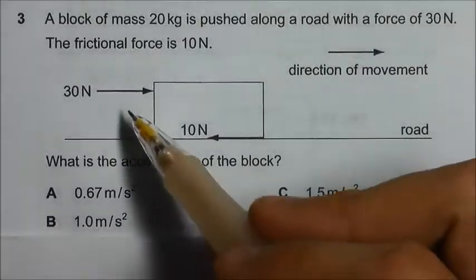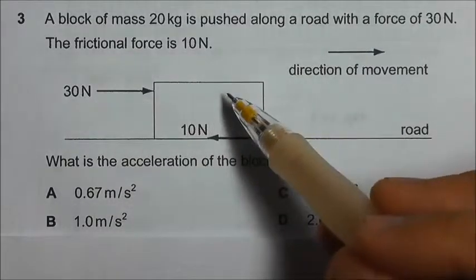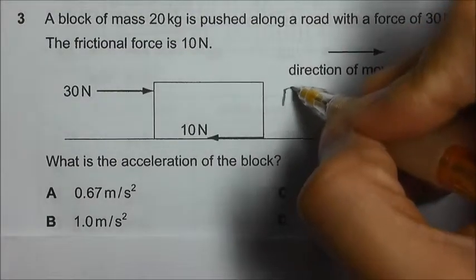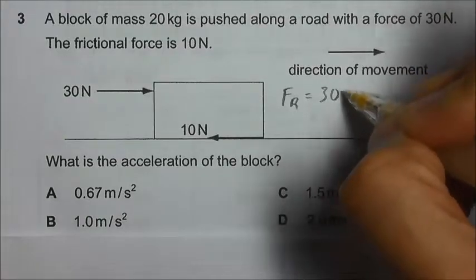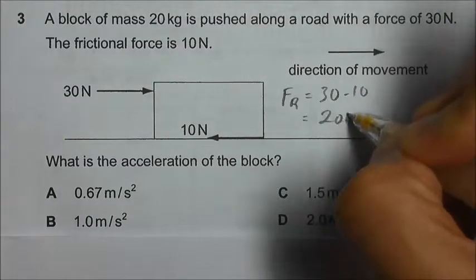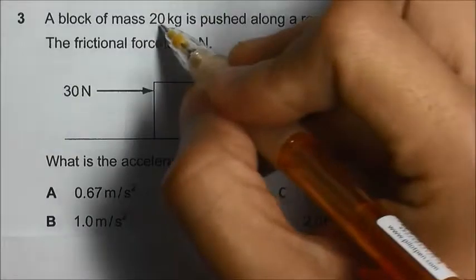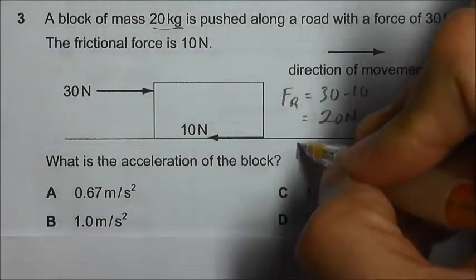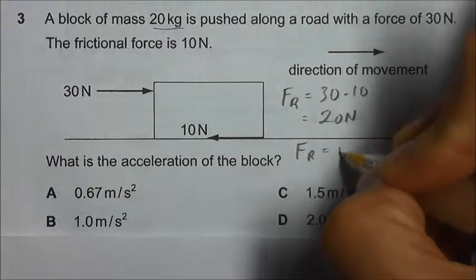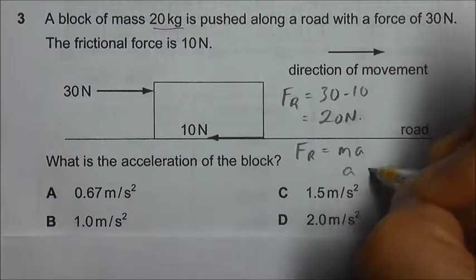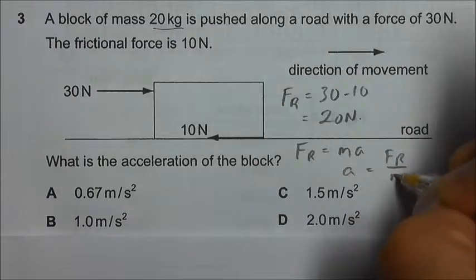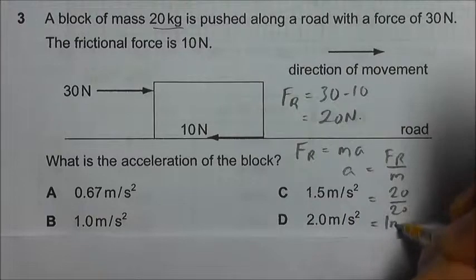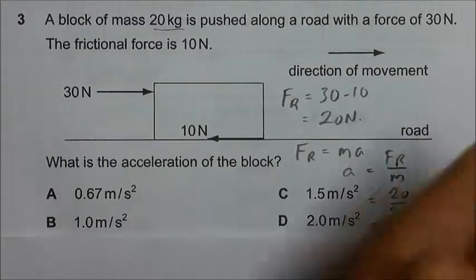Okay, we have a pushing force of 30 Newton on this block, and there's a frictional force of 10 Newton. So we can say that the resultant force is equal to 30 minus 10, that will be 20 Newton. And the mass of the block is given as 20 kg. So using the formula, resultant force is equal to ma, acceleration is equal to resultant force divided by the mass, that will be 20 divided by 20, we will get 1 meter per second square. Answer B.